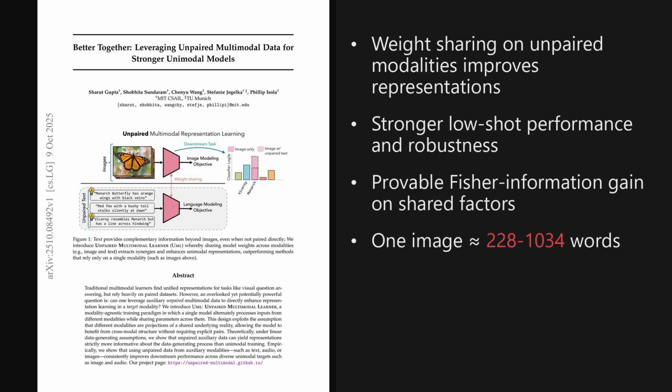Wrapping up, 2 takeaways stand out. Unpaired multimodal training with shared weights measurably strengthens unimodal models, especially in low-shot regimes and under distribution shift, and the theory explains why, showing extra Fisher information and a meaningful exchange rate between images and words. The broader implication is cheaper, more flexible pre-training across modalities.